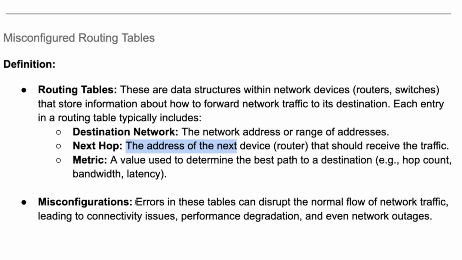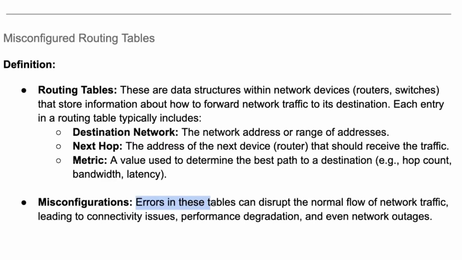The misconfigurations for this would be errors in these tables that can disrupt the normal flow of network traffic, and they lead to connectivity issues, performance degradation, and even network outages, right? So a misconfiguration of your routing table can actually be detrimental. It can mess with your network performance, and it can basically halt network performance.